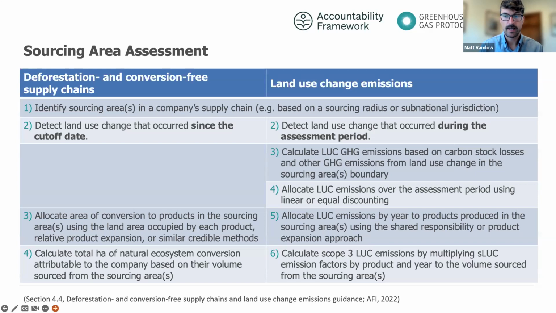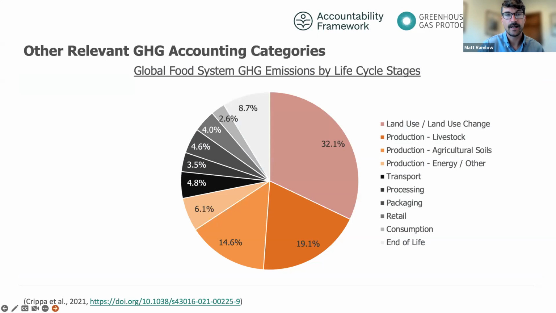The last point that I wanted to make before handing it over would be just to clarify that while land use change is important, and I think Martha alluded to this within her slides, it's not the full picture. So this is a pie chart that's looking at not globally, but global food systems. What is the breakdown of the different greenhouse gas emissions by different life cycle stages? So you can see within food systems, land use change contributes roughly 1/3 of the total emissions.